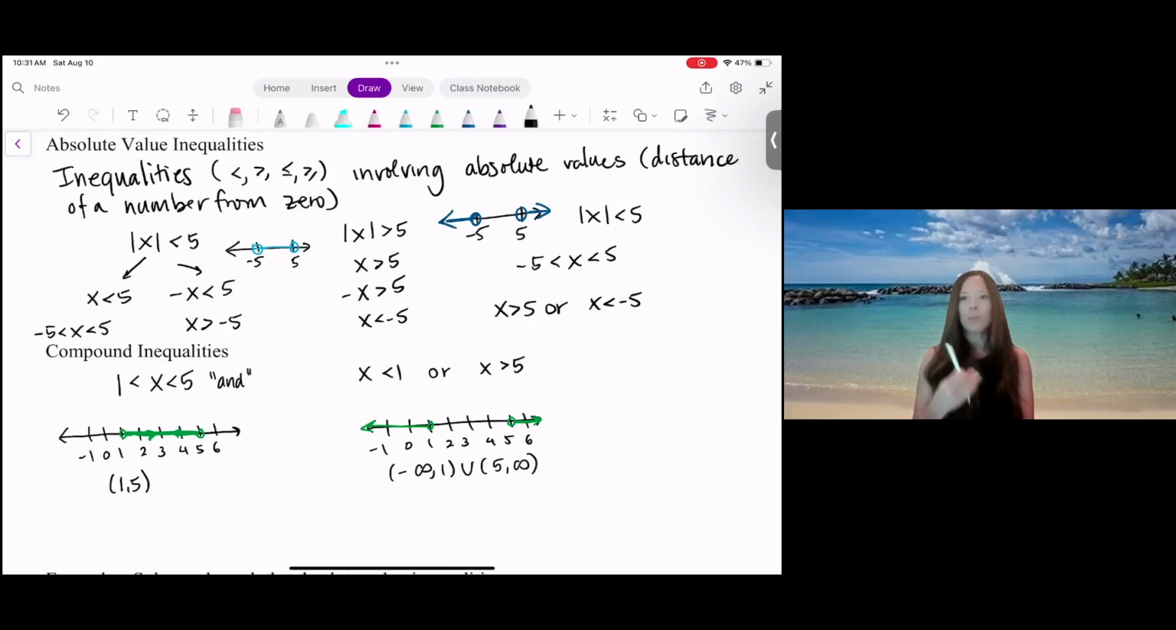So it's important that you pay attention to the symbol when you start out. If you have absolute value on the left with the less than and then some number, you're good to go to split it into an and compound inequality. If it's absolute value on the left with a greater than symbol, it's going to be an or compound inequality. So let's get into solving some examples.